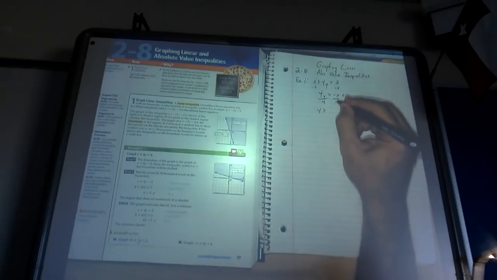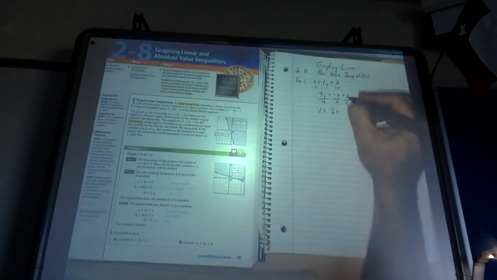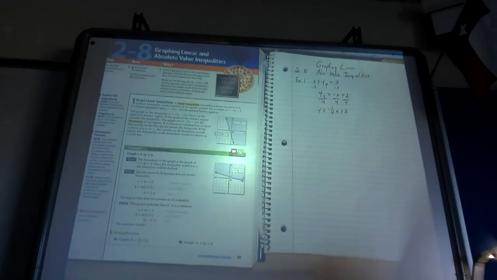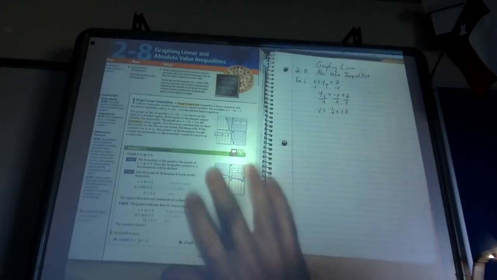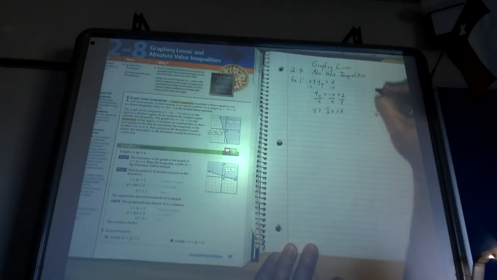This is y is greater than. So this negative x over 4, our slope is negative 1/4. Then I can write the x beside it. Obviously, positive 2 over 4 reduces to positive 1/2. All right, so we need to go graph y is greater than negative 1/4 x plus 2. So let's go to our graph.